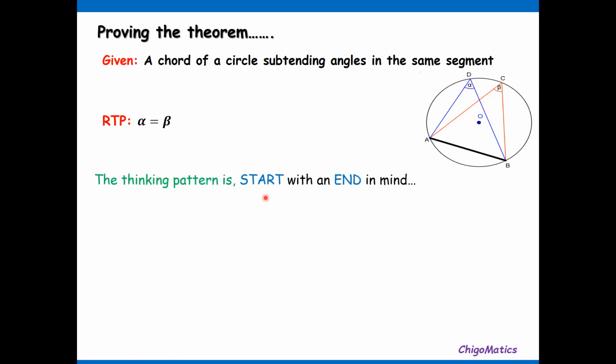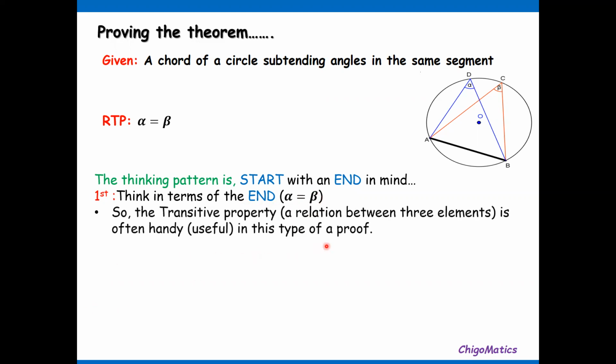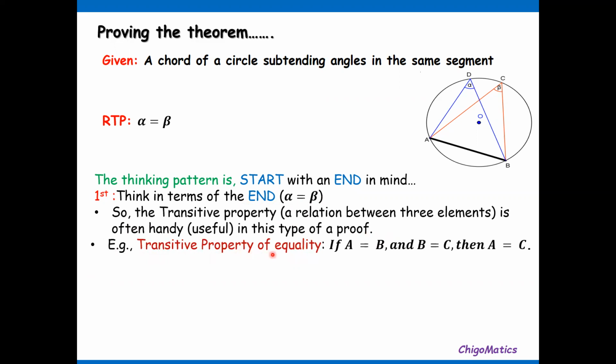Right, the thinking pattern is to start with the end in mind. Firstly, think in terms of the end. Alpha is equal to beta, that's where we want to arrive. So the transitive property, the relationship between three elements, is handy in this type of proof. E.g., the transitive property of equality: if A is equal to B and B is equal to C, then A is equal to C. You see that B has a relationship with A, it has a relationship with C, then automatically A has a relationship with C. That is the transitive property of equality because I'm using the equal sign.